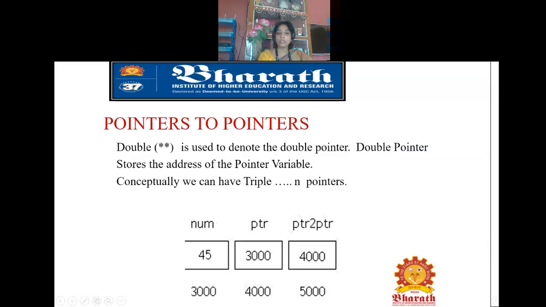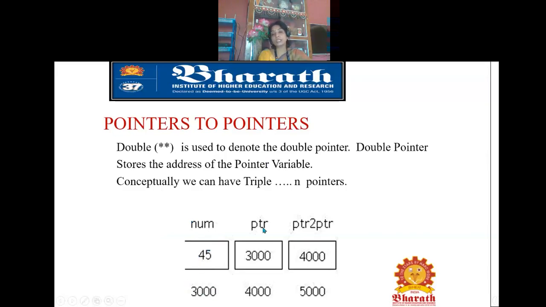Now, in the previous topic, we have seen how to create a pointer for a variable. We can also create a pointer to another pointer, which is called a double pointer, and it is denoted with two asterisk symbols. This double pointer stores the address of another pointer variable. For example, let us take a variable num with a value of 45. This 45 is stored inside memory location 3000.